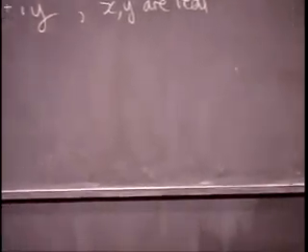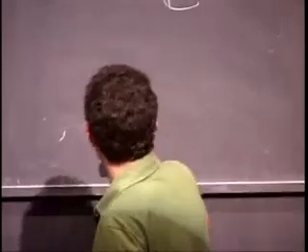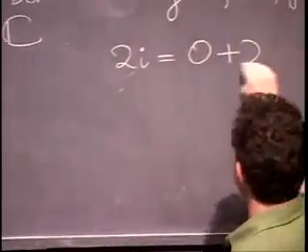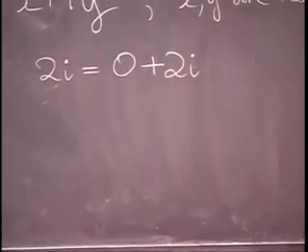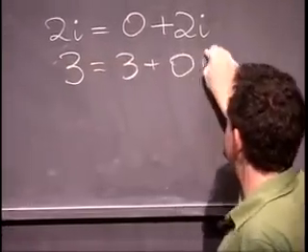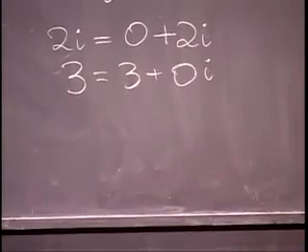All right. So 2i is a complex number by itself, by the way. You can think of that as 0 plus 2i. So that's complex. Imaginary numbers are complex. Real numbers are complex too. 3 is 3 plus 0i. So C includes R embedded in it. It's an extension of R.